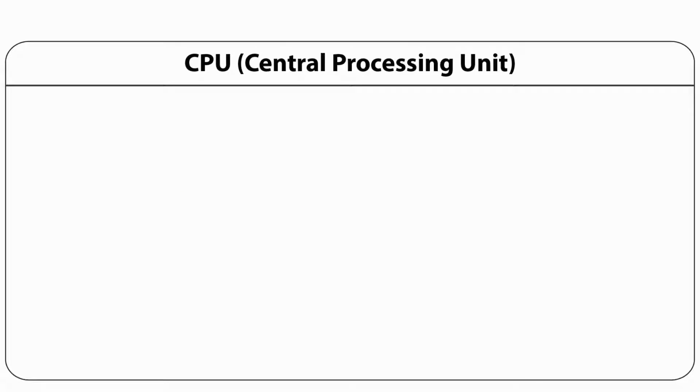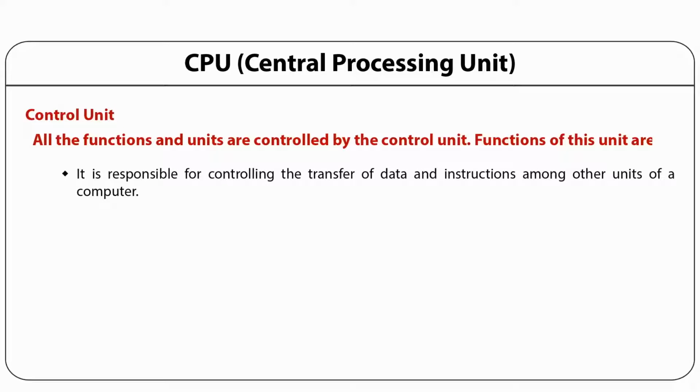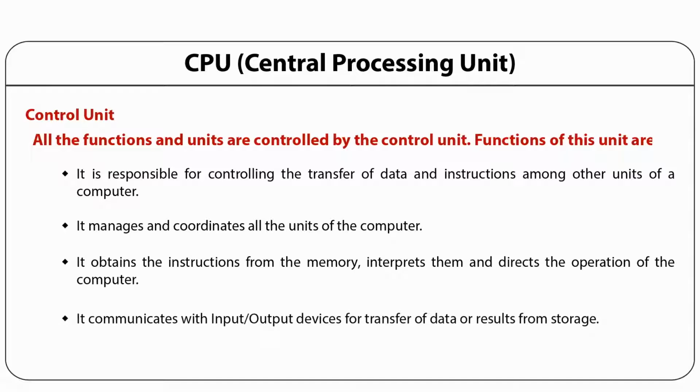Let us see the functions of these units. Control unit: all the functions and the units are controlled by the control unit, as the name itself suggests. It is responsible for controlling the transfer of data and instruction among other units of the system. It manages and coordinates all the units of the computer. It obtains the instructions from the memory, interprets them, and directs the operations of the computer. It communicates with the input and output devices for the transfer of data or the results from the storage.